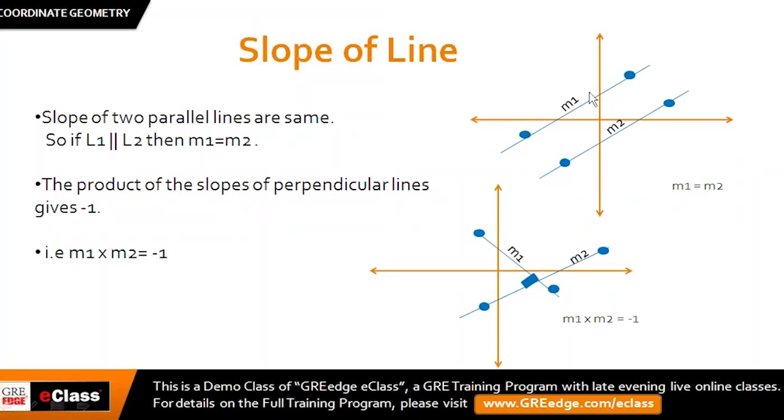Then the properties of the straight line with respect to the slope. If the slopes are equal, then the two lines are parallel to each other.